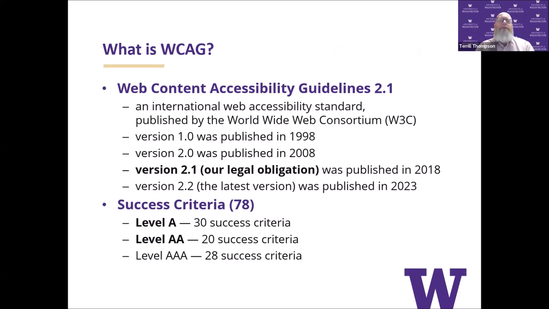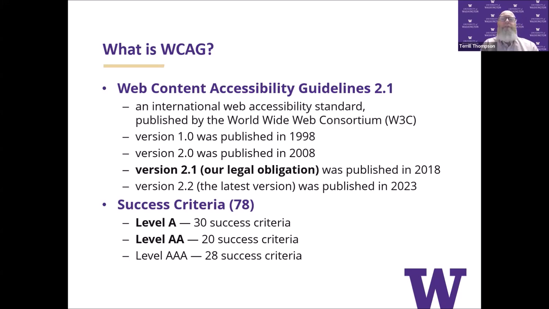And since then, it was on a 10-year cadence. So 10 years passed, and then they published 2.0. Another 10 years passed, and they published 2.1. And then more recently, just last year, they published 2.2. So 2.2 is actually the latest version of WCAG. But our legal obligation, which I'll explain in a moment, is 2.1. So that's the 2018 version.